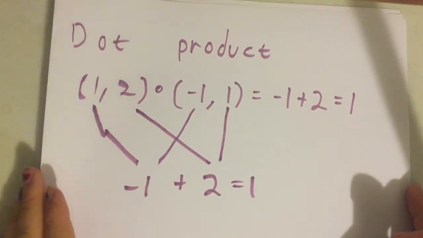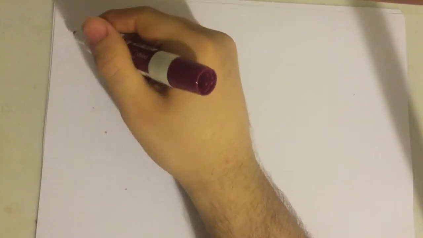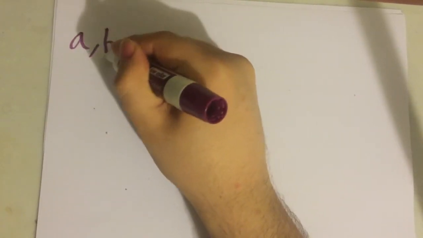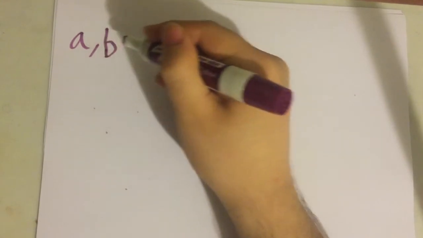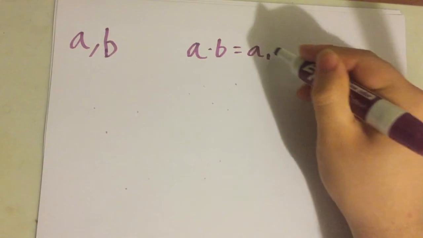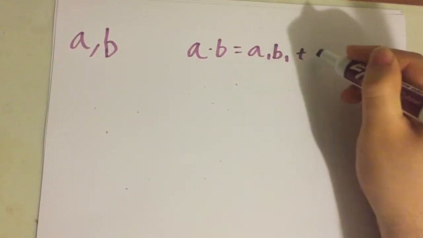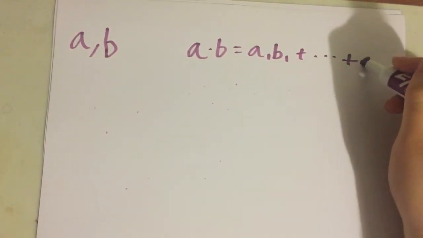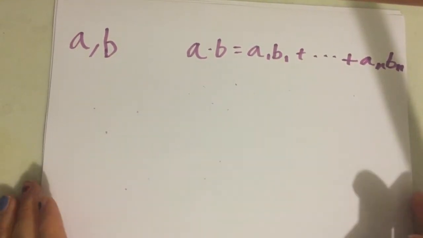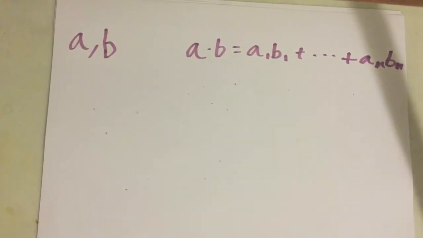And you can do this for more than just two-dimensional vectors. You could do this for n-dimensional vectors. So given vectors a and b, we define the dot product a dot b equals a1 b1 plus dot dot dot an bn. So you pair the entries, you add them, and that gives you some number.